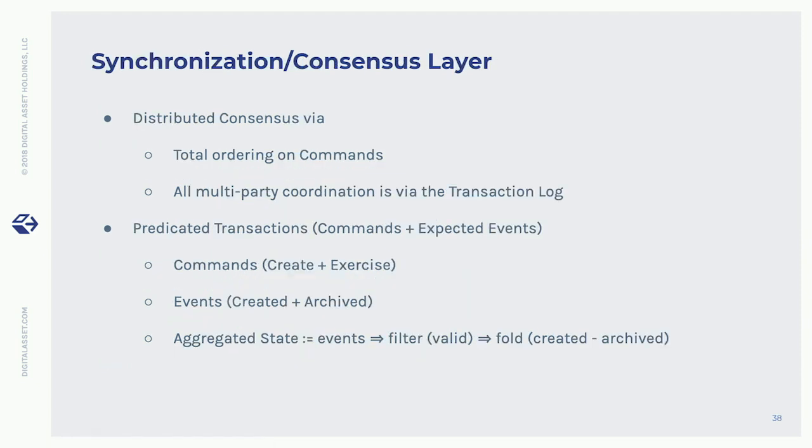The consensus that we actually use in our platform is a distributed consensus by applying a total ordering on the commands. As the commands come in, in order to validate properly, all you need to know is what the state is that should be validated against. And if you know the total order over the commands, then a fold over the resulting event structures will provide you with that state.